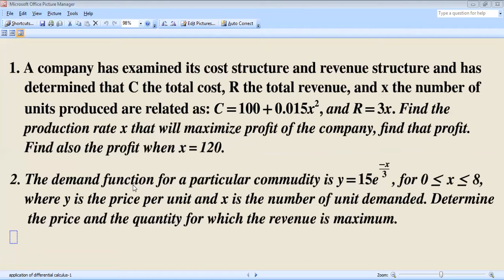So another number, the demand function will be given: y equals 15 to the power minus x by 3, and x lies between 0 to 8, where y is the price per unit and x is the number of units demanded. We have to determine the price and quantity for which the revenue is maximum. Okay. Now we'll try to solve these two problems.